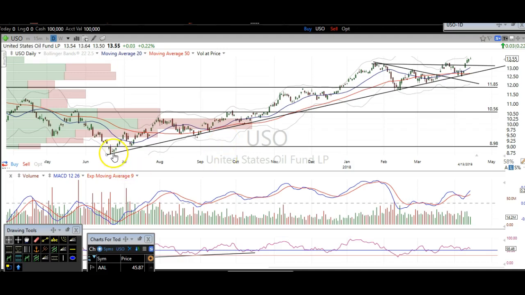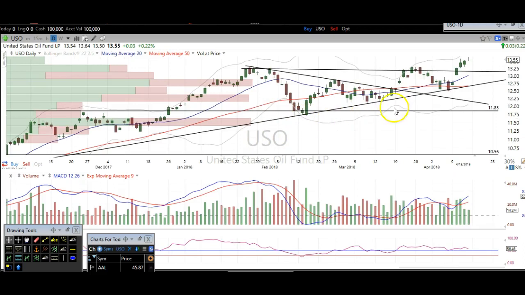So again, here's the trend line. Started here, there's a bounce, here's a bounce, there's a bounce off of it, here's a bounce, there's a bounce, and then again, here's that last bounce that we called for against that trend line.